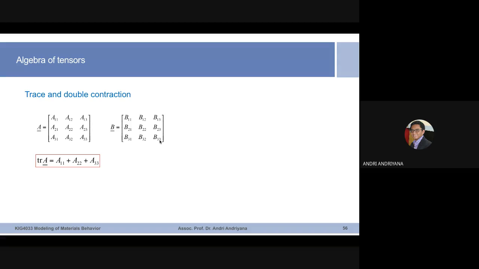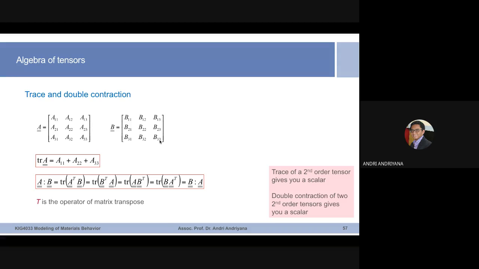The second operation is called double contraction. It is typically noted with two dots. So A double contraction B is equal to the trace of the product A transpose times B. This is the usual multiplication of two matrices, which is also equal to the trace of B transpose A, equal to A B transpose, and so on, equal to B double contraction A. So the double contraction is commutative: A double contraction B equals B double contraction A, where the T is the transpose of the matrix.